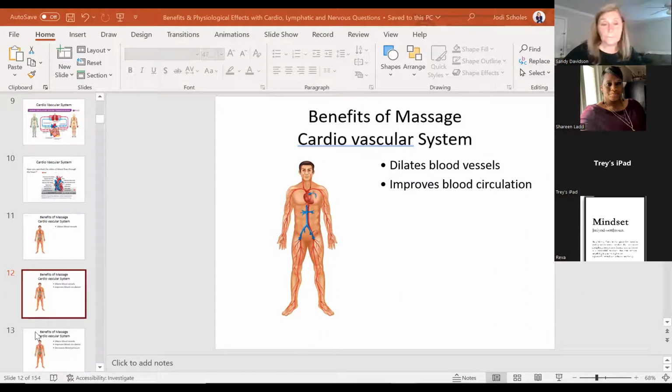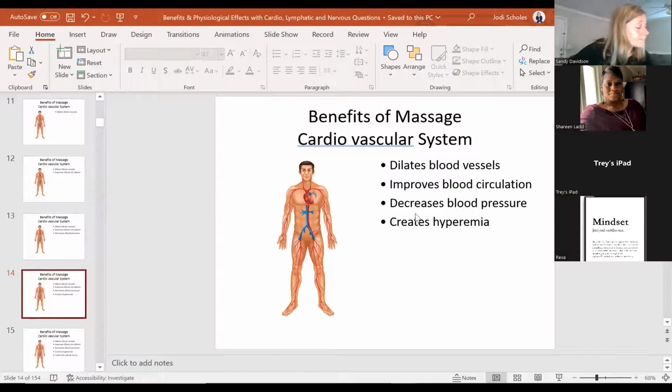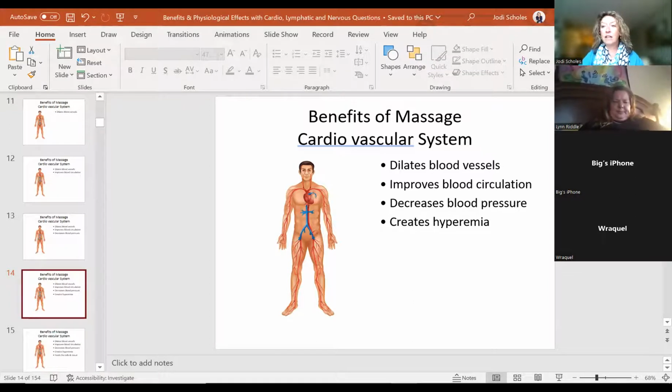Because time goes fast. So decrease in blood pressure creates hyperemia. Hyperemia is basically a fancy term for an area of the tissue that is flooded with new blood. So hyperemia, still a reflexive effect, because we are not saying, okay, I'm going to take this blood and I'm going to move it here. So this is still a reflexive effect.